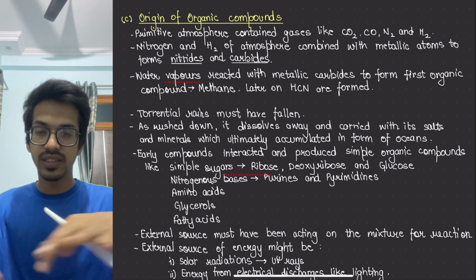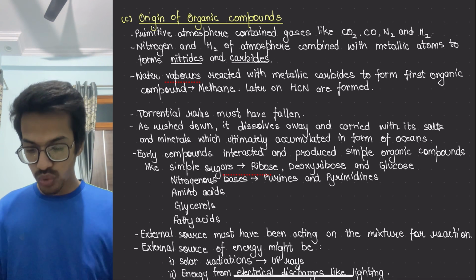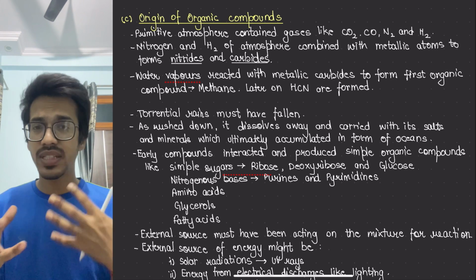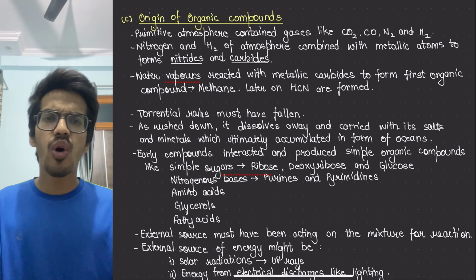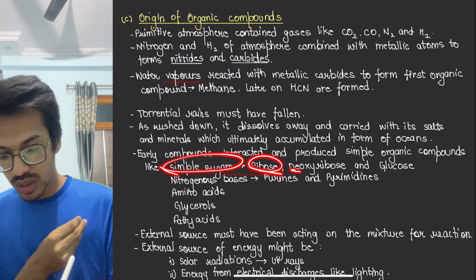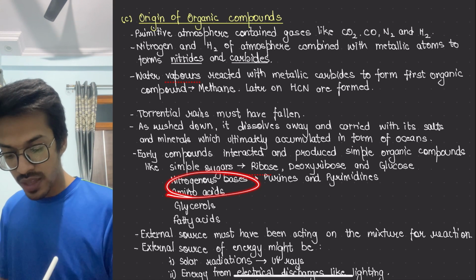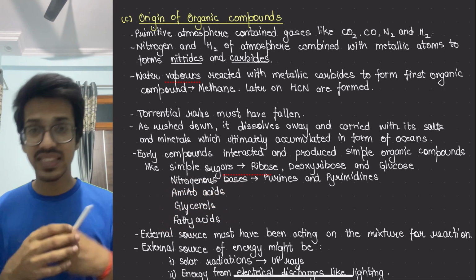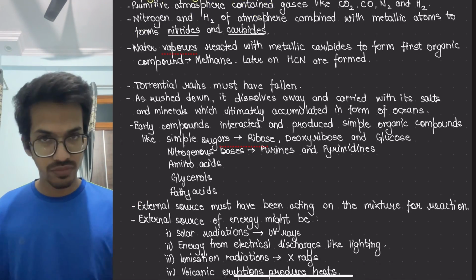These compounds are present in the water, and the water keeps moving, so those compounds also keep moving. And those compounds, under the effects of electricity, heat or anything that took place at that area where they were present, combine together like normal chemical reactions and form different types of organic compounds, like simple sugars such as ribose, deoxyribose, glucose. You know how important they are if you have done biomolecules. Then nitrogenous bases like purines and pyrimidines, amino acids, glycerols, fatty acids, which are the constituents of the human body. And as it is said, an external source of energy would be provided.